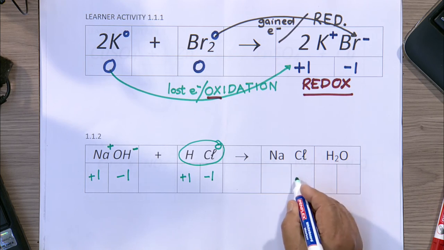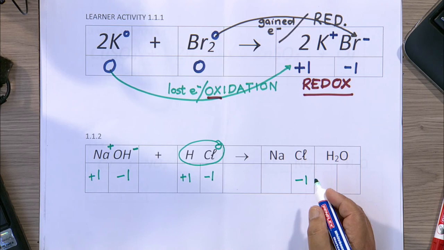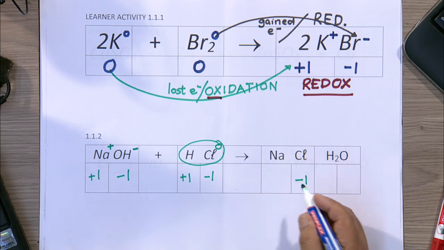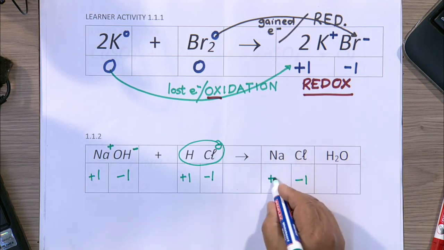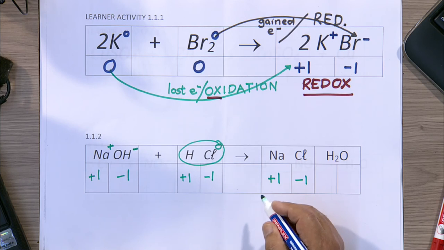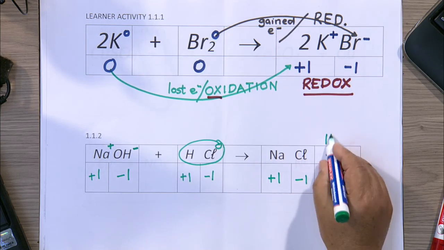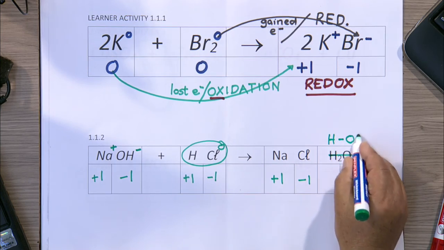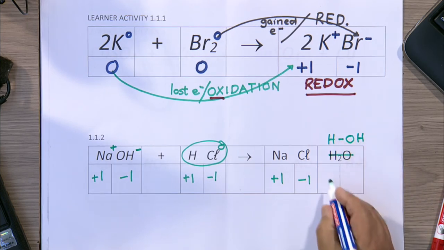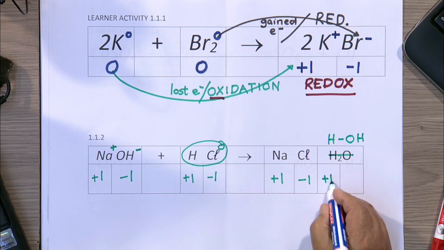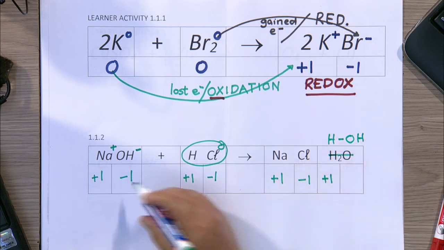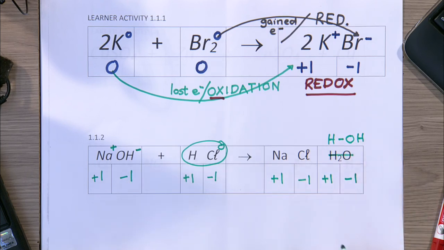Chlorine, I know, comes from group 17, so negative 1. And sodium, I know, is in group 1, so it will be plus 1. And this one here, I can rewrite as HOH. And what is hydrogen always? Plus 1, in group 1. And OH is negative 1.